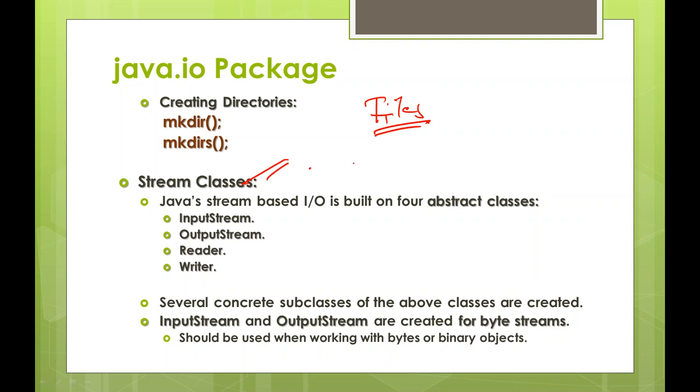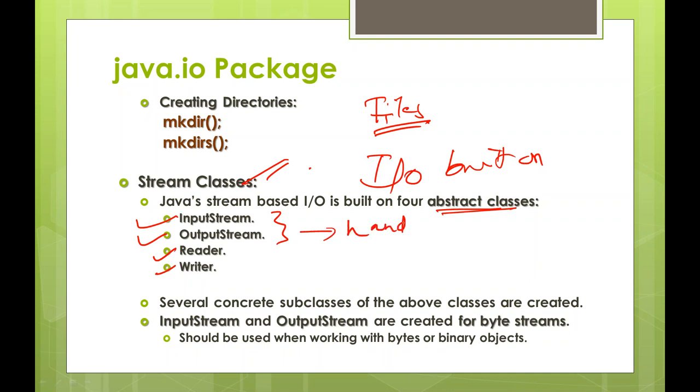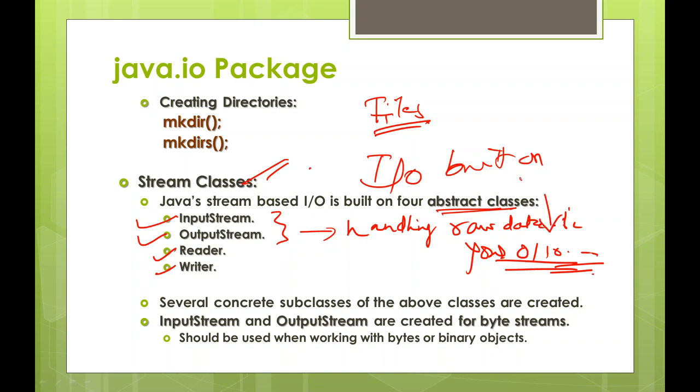So the entire IO package is built on four abstract classes: InputStream and OutputStream, Reader and Writer. InputStream and OutputStream are for handling raw data, that is your zeros and ones. For example, network data. If you are reading network data, you can use InputStream and OutputStream.